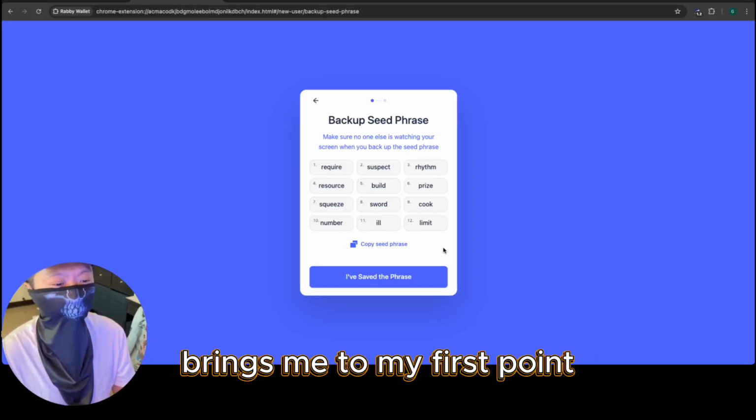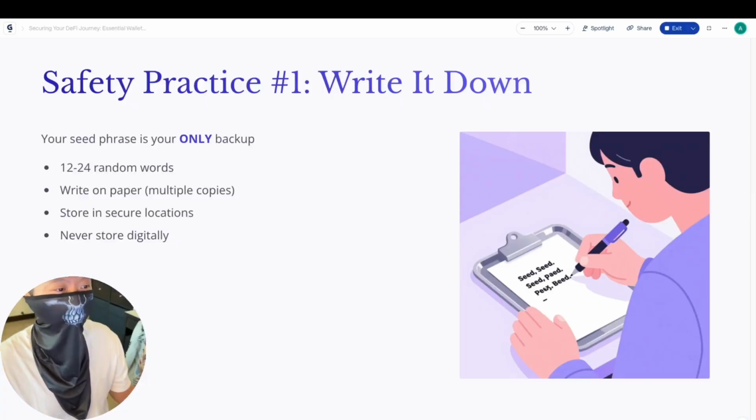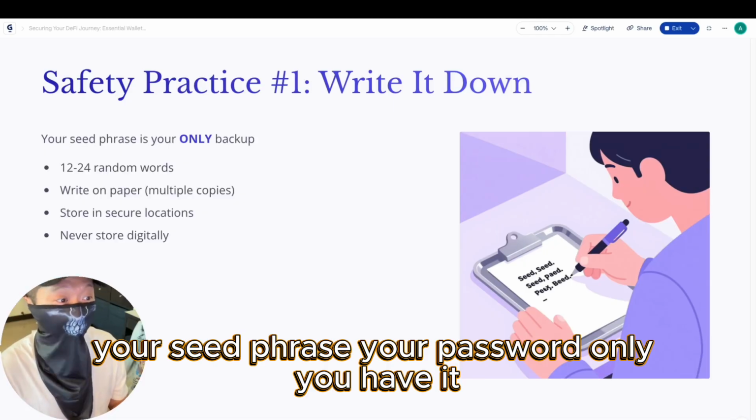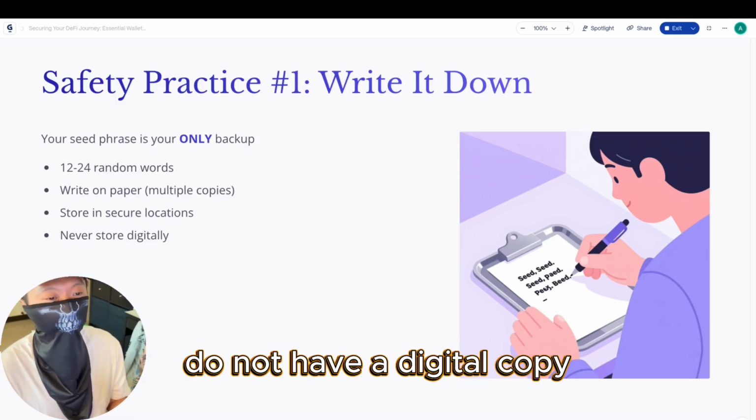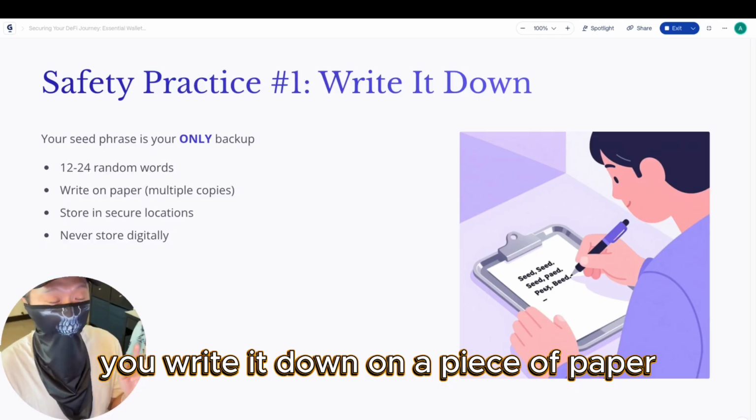Brings me to my first point. Number 1, write it down. Your seed phrase, your password, only you have it. So please write it down. For God's sake, do not have a digital copy. You write it down on a piece of paper.